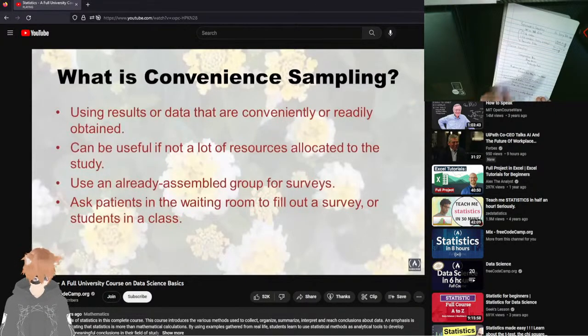Already assembled. An example might be to ask patients in the waiting room to fill out a survey, or ask students in the class. Sometimes when I'm teaching, I'll do a convenient sample. Whoever's sitting there, I'll say, "Hey, is the homework that I assigned you this week too hard?" Well, it's always too hard. I don't even know why I do the survey. But anyway, sometimes as a teacher, you'll just want to do a convenient sample just to get a gauge on where the class is.